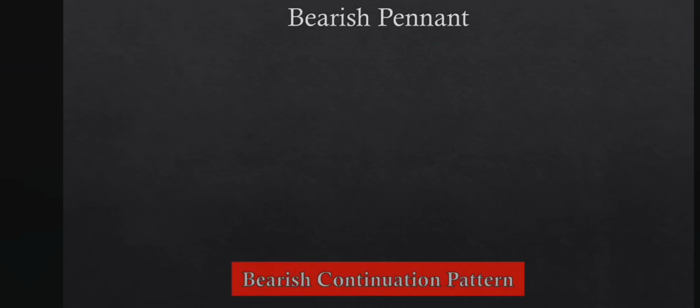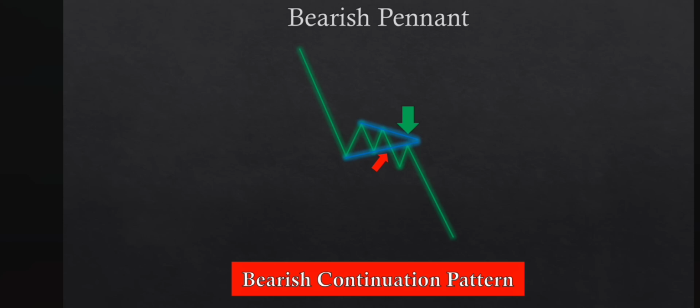In a bearish pennant, price will be going down and a pennant will appear. Once price breaks the lower line and retraces back to the lower line to test it as resistance, a sell signal is generated with a stop above the highest point of the pennant and a target at least 3 times as big as the stop.